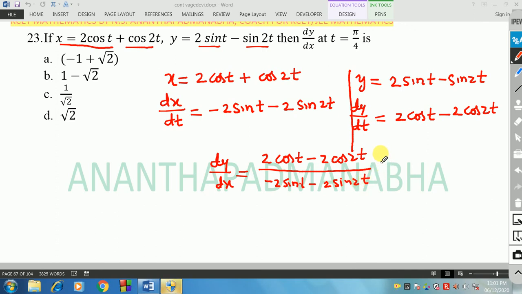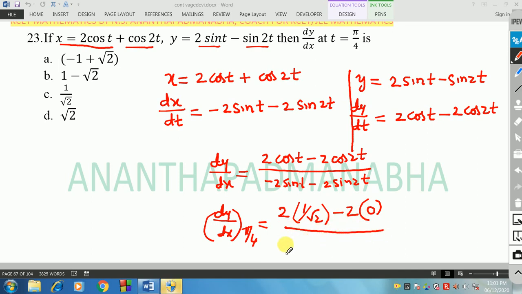So now at t equals pi by 4, we need dy by dx at t is equal to pi by 4. Let us put t is equal to pi by 4 here. That is 2 into cos pi by 4, which is 1 by root 2, minus 2 into cos 2 into pi by 4, which is cos pi by 2, which becomes 0. Cos pi by 2 is 0.